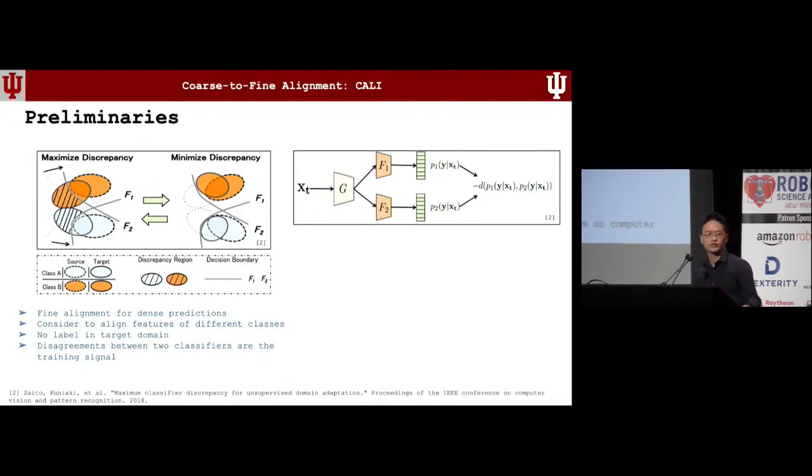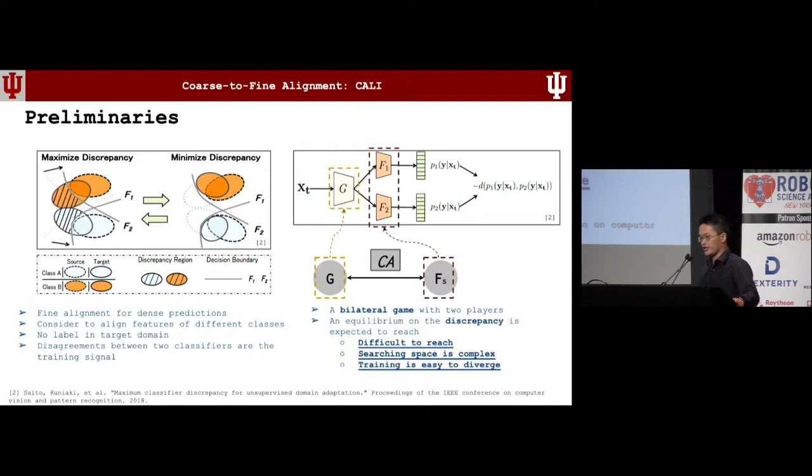To align the source features and target features, we first have to train two different classifiers on the source domain, which generate two different decision boundaries, F1 and F2 here. The disagreement between the two classifiers is the training force to align the features. We use adversarial training between the feature generator and the classifiers to align the features. An equilibrium between the feature generator and the classifiers is expected to be reached. But this is very difficult to reach because the searching space is complex, as we need to predict multiple classes for each pixel. And the training can easily diverge.